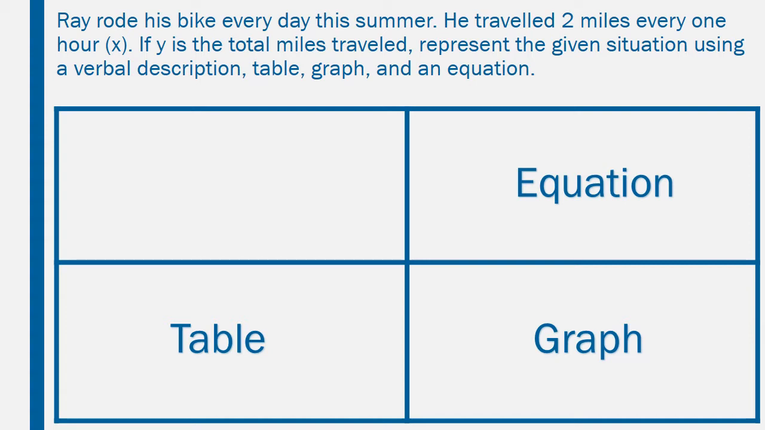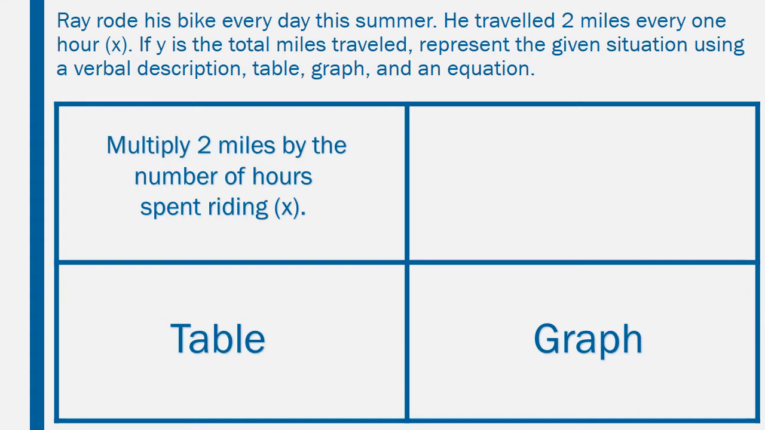Now, Alexis, what description did you come up with? All right, you're saying that you're going to take that 2 miles and multiply it by the number of hours. Very good. That's exactly right. You're going to take the miles, you're going to multiply 2 miles by the number of hours spent riding, which is your x. Now, thank you, Alexis. You may sit down.